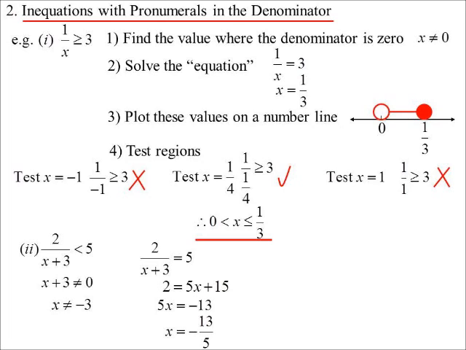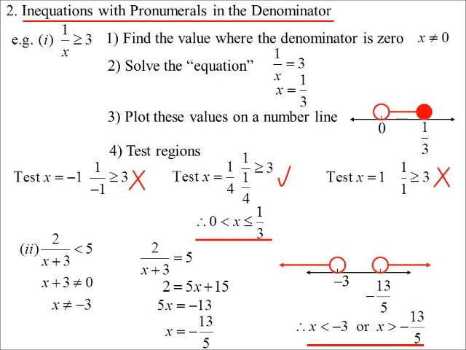So there's my critical points. I just got to test, and it works out I'm on either side of this one when I test. There's my solution. So that's extension 1 level.